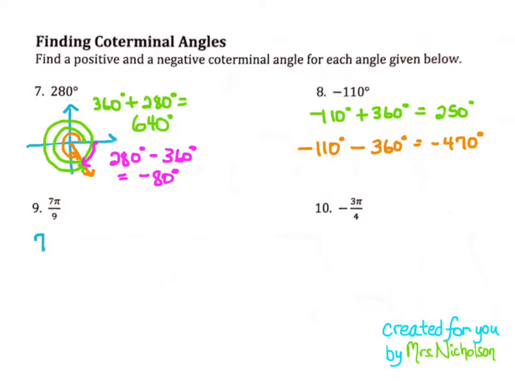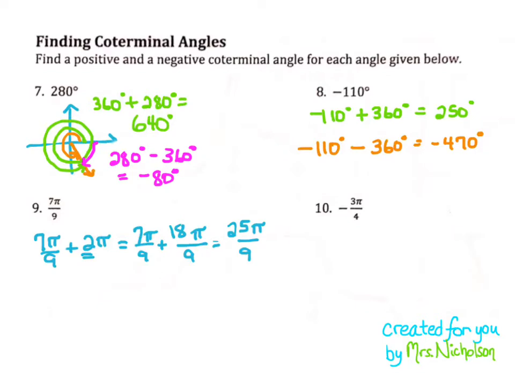So this first one, 7 pi over 9. I want to add 2 pi to that. But if I'm going to add with a fraction, I need to convert so that I have common denominators. I need to get 2 pi to have a denominator of 9. So I'm still going to have 7 pi over 9 plus, I need 2 pi to have a denominator of 9. And so that numerator would be 18, because 18 over 9 is equal to 2. And then I can add these together. 7 pi over 9 plus 18 pi over 9 would be 25 pi over 9.